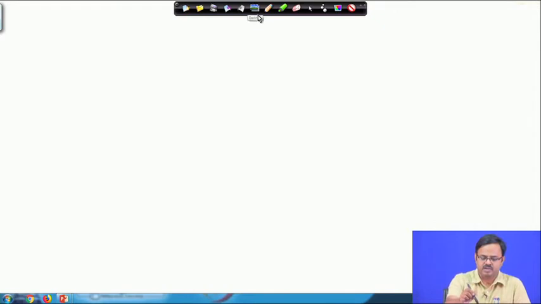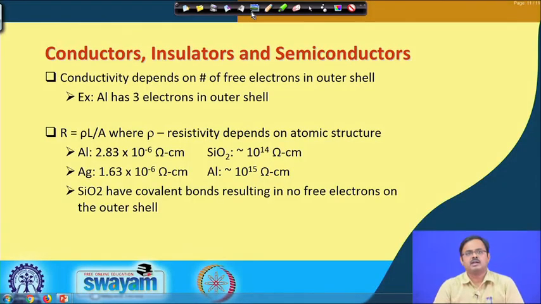Let us go back now to the desktop and look at this. How do I quantify what is a good conductor and what is a bad conductor? That is done by the property called resistivity.